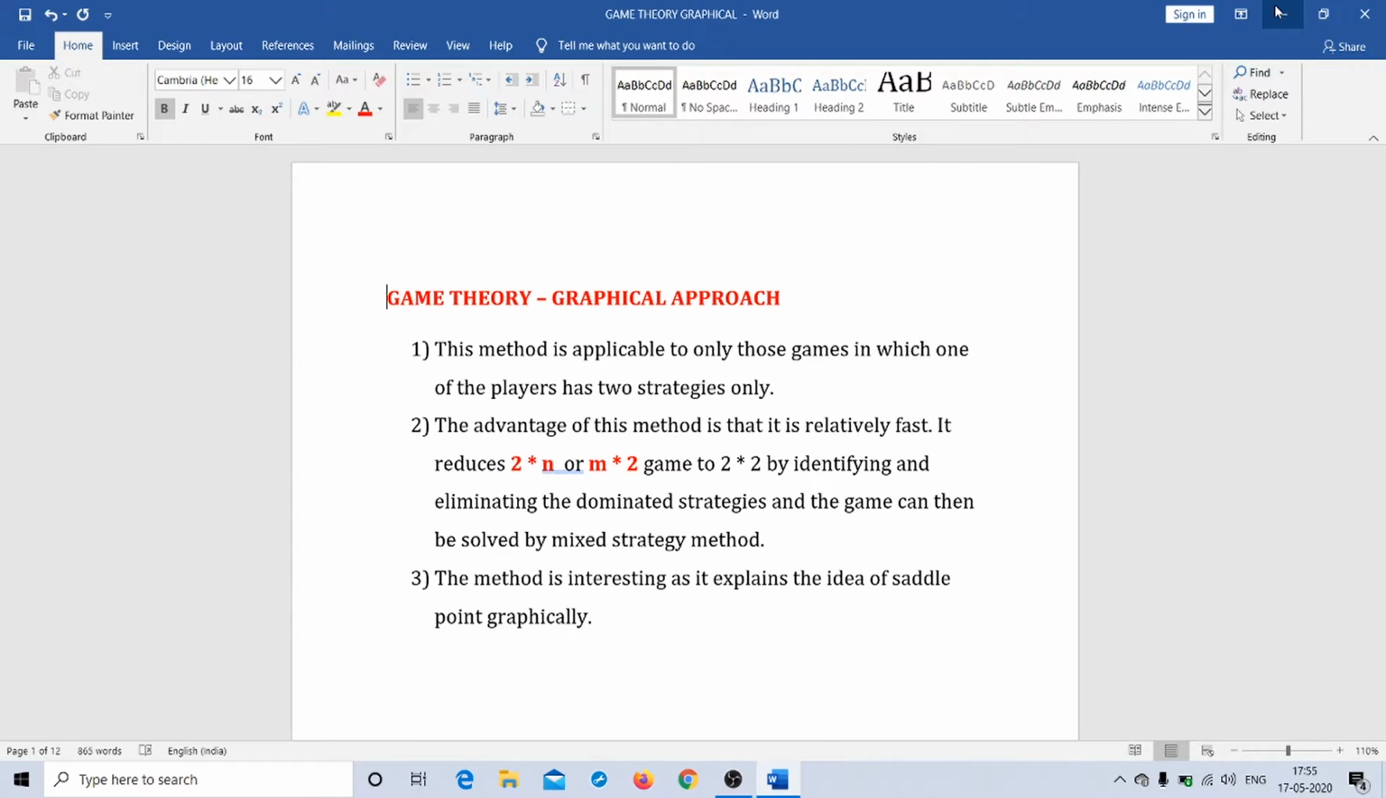What is the advantage? The advantage of this method is that it is relatively fast and it reduces a 2 cross n or m cross 2 game to 2 cross 2 by identifying and eliminating the dominated strategies, and then the game can be solved by the mixed strategy method. When I say mixed strategy, we'll again use our old methods, either arithmetic or algebraic. This method is also interesting as it explains the idea of a saddle point graphically. Now let us try to understand how to solve this problem using the graphical method.